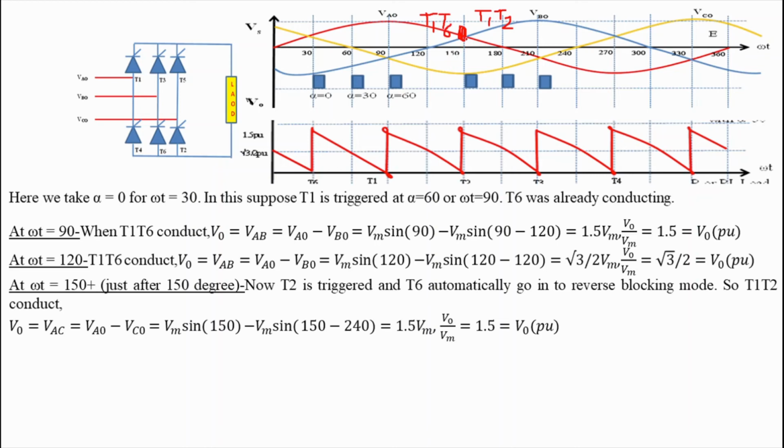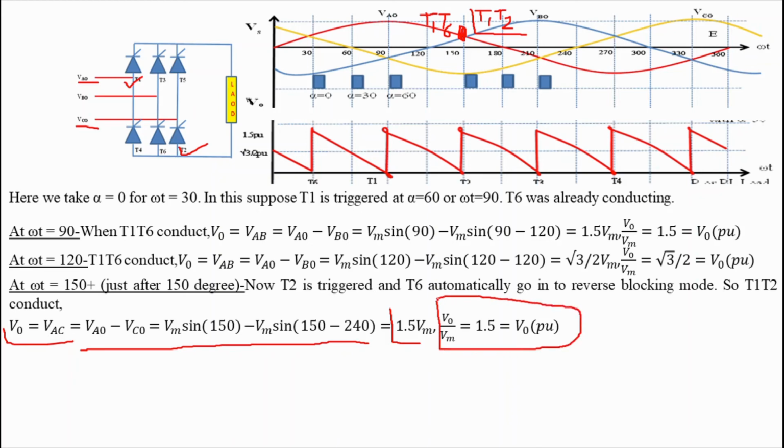Okay, before 150 degree, T1 and T6 were conducting. So when thyristor T2 is triggered, just after 150 degree, T1 and T2 are conducting. When T1 and T2 are conducting, we get output voltage V naught equal to VA naught minus VC naught. So we get Vm sin θ minus Vm sin (θ minus 240 degree), that is 1.5 Vm. So in per unit, we can write V naught by Vm is equal to 1.5 per unit.